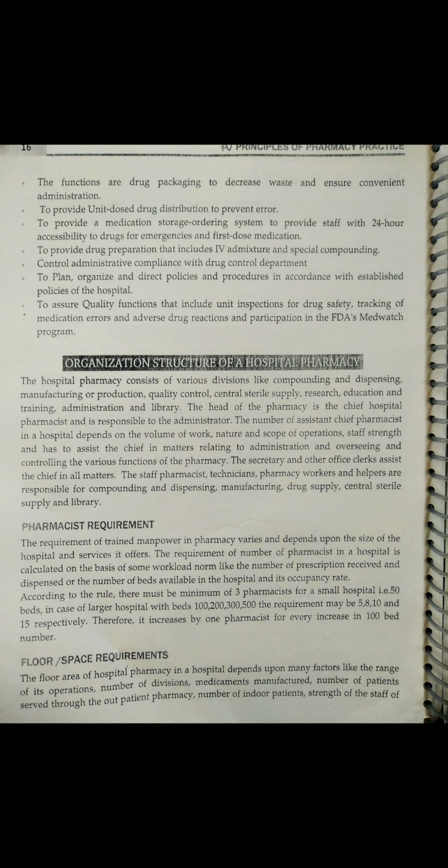Next, the organizational structure of the hospital pharmacy. So how is it organized? Very first, the hospital pharmacy department consists of various divisions like compounding, dispensing, manufacturing, production, quality control, library and administration, and so many more. Now in this hospital pharmacy department, one person is at the head post, so he is known as the head of the pharmacy.